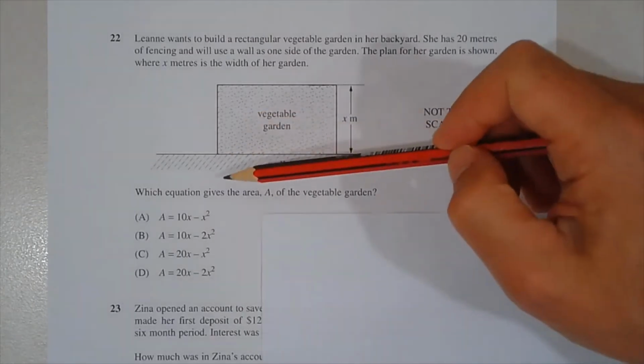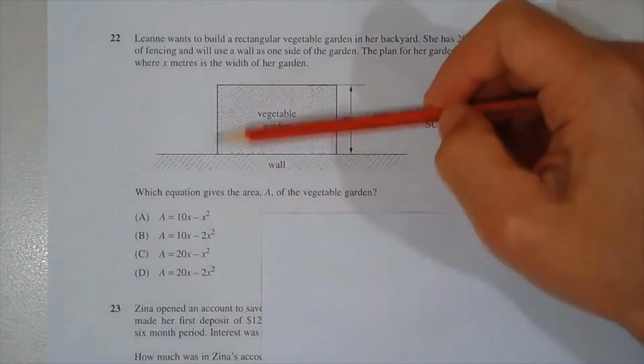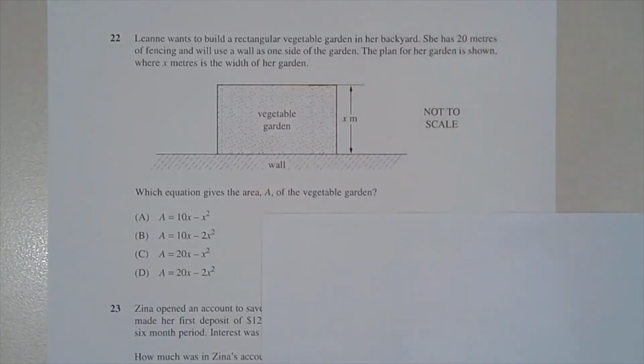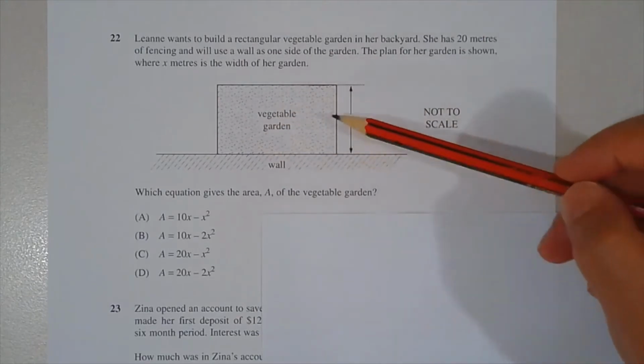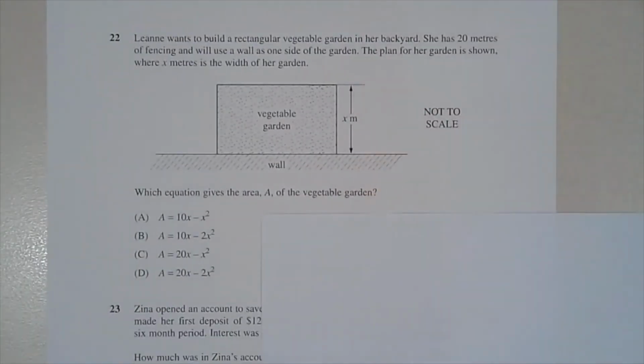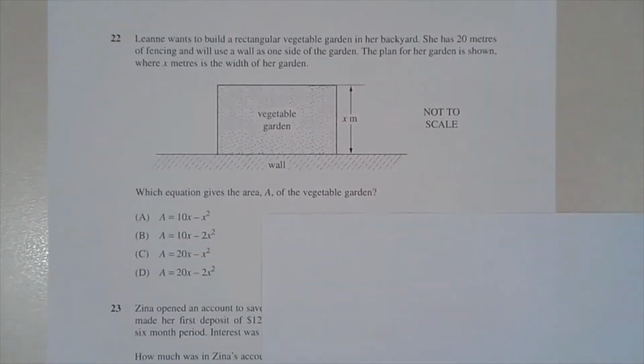So firstly, we have 20 metres of fencing, which encompasses these three sides. So that's two widths and a length. Now, in order to work out the area of the vegetable garden, and this being a rectangle, of course, we need the length and of course the width. So let's work out the length first.